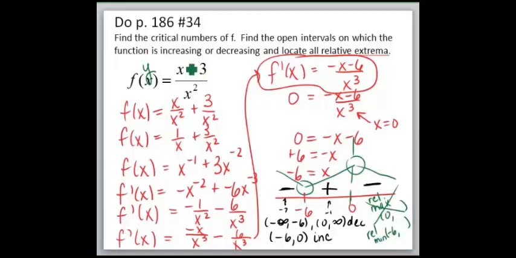Then I'll plug in -6. -6 plus 3 is -3. -6 squared is 36. That gives me a -1/12. So I'm going to really have a relative min on this problem.